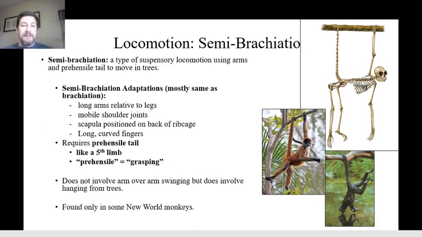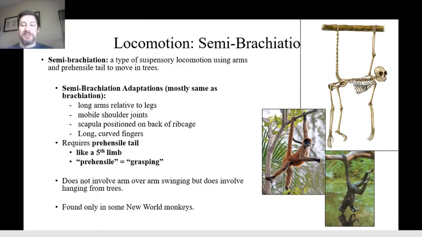Okay, then you have semi-brachiation. Semi-brachiation is similar in that it's suspensory locomotion. You're using your arms to move around in the trees, but you're also using a prehensile tail. So you have long arms relative to legs again. You have mobile shoulder joints again. You have your scapula on the back of your rib cage, and you have those long curved fingers. But you have an additional adaptation, which is you have a very long tail that is able to grasp things, and it basically acts as a fifth limb.